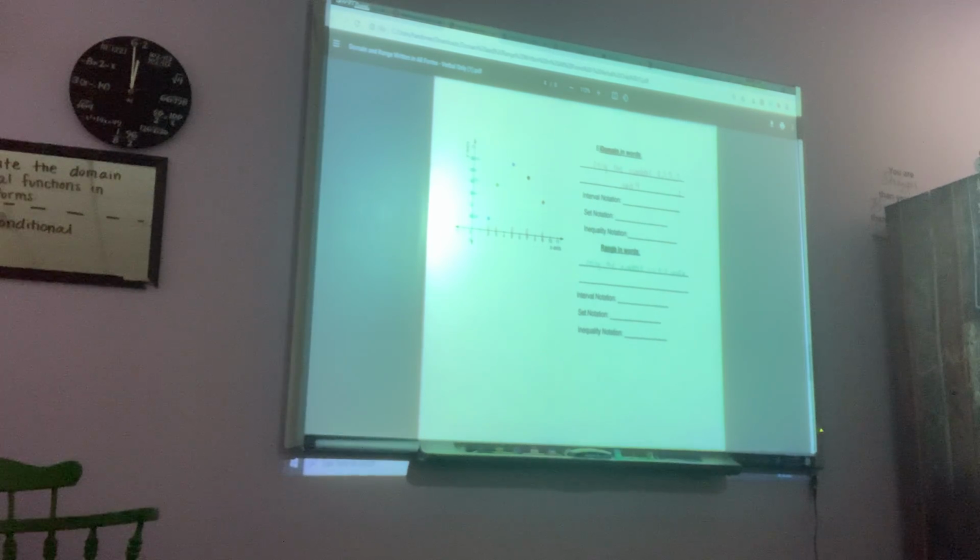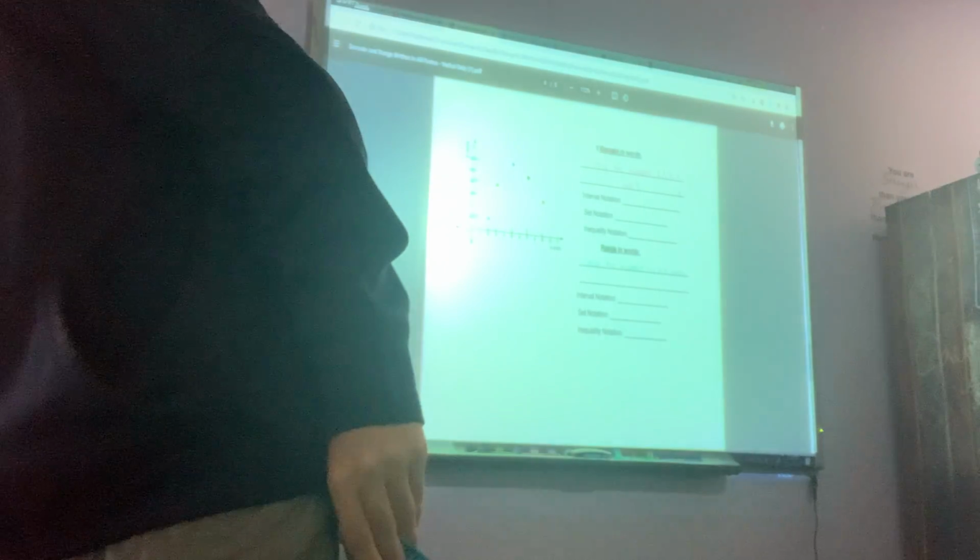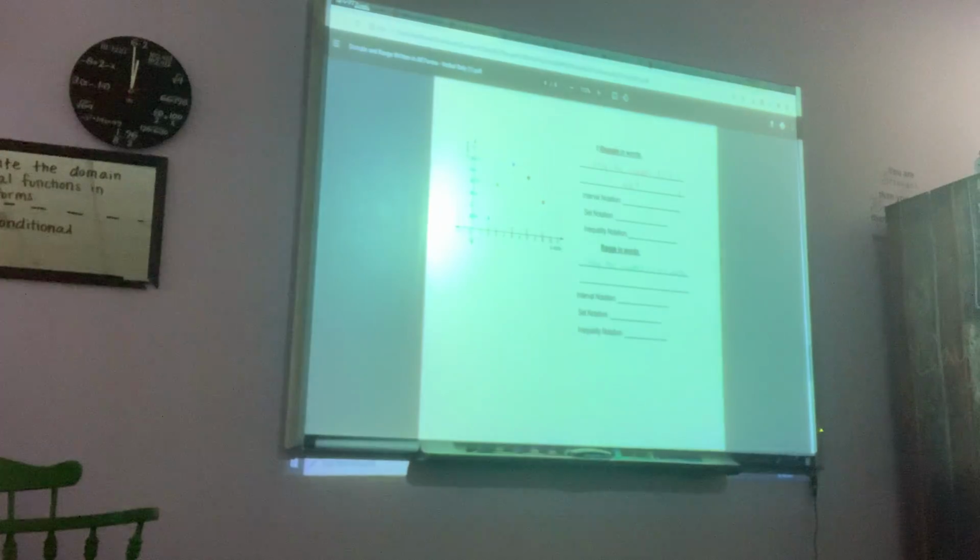Continuous is the arrow. Okay, what makes something discrete? Just a dot. What makes it continuous? There's a line. It's a line.